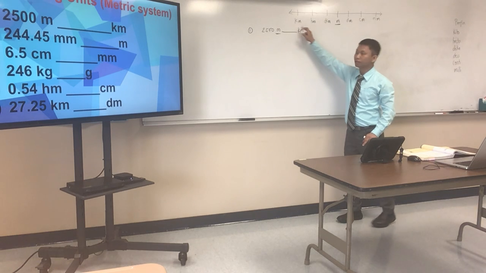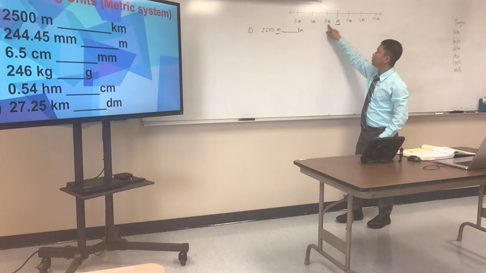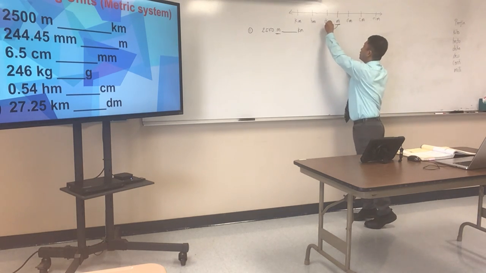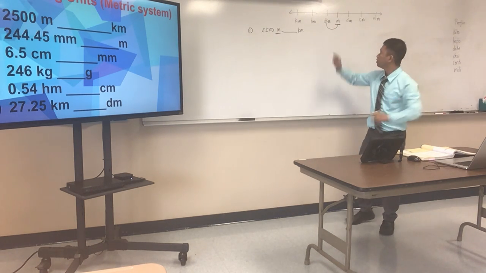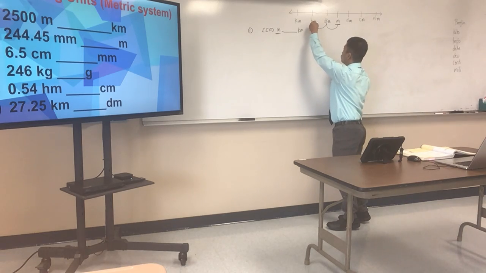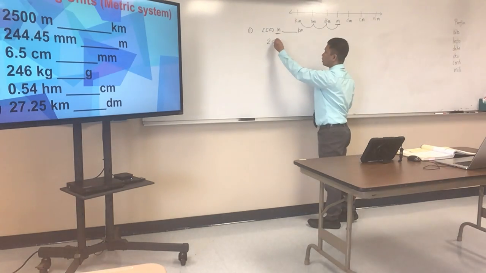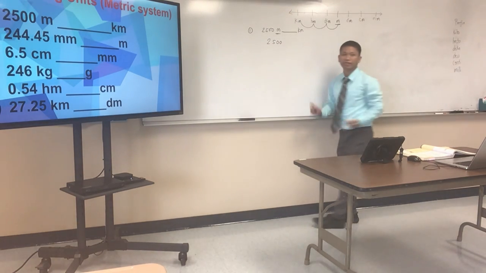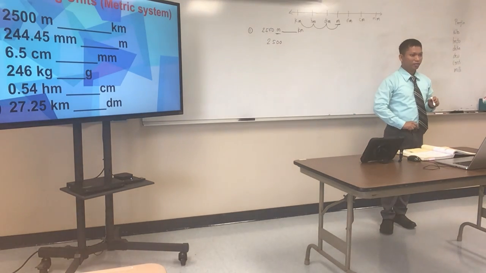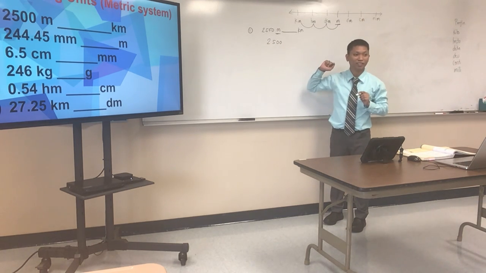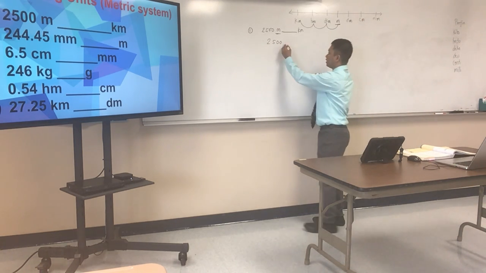So this would be 1, 2, 3. We're just going to count. So this would be 2,500. Where is our decimal place here? It's after the last zero, here.